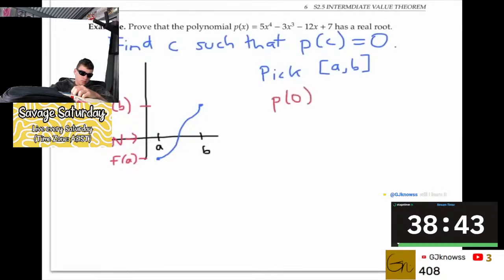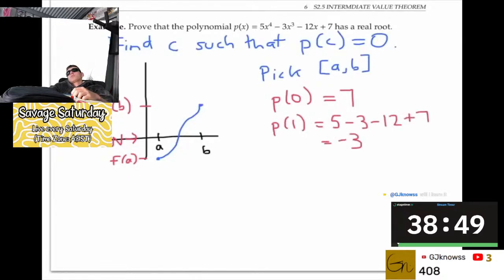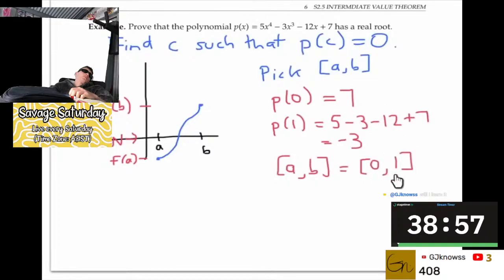So p of 0 is easy to calculate. P of 0 is just 7. P of 1 is going to be 5 minus 3 minus 12 plus 7, which equals negative 3. So in this very lucky example, the first 2 numbers that we pick will work for our a and b. So we can just let ab equal 0, 1, because p of 0 is a positive number and p of 1 is a negative number.